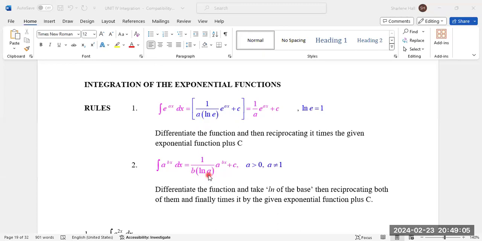a has to be greater than 0. a cannot be equal to 1, because ln 1 is equal to 0, and I can't have a 0 in the denominator. So a cannot be equal to that. Tell me that you see what I'm talking about here.